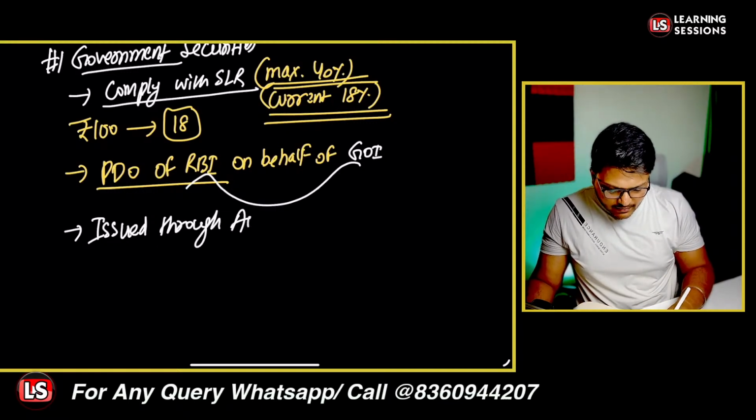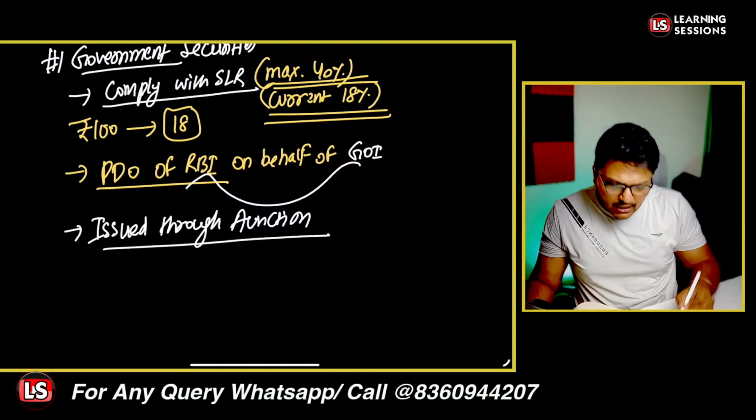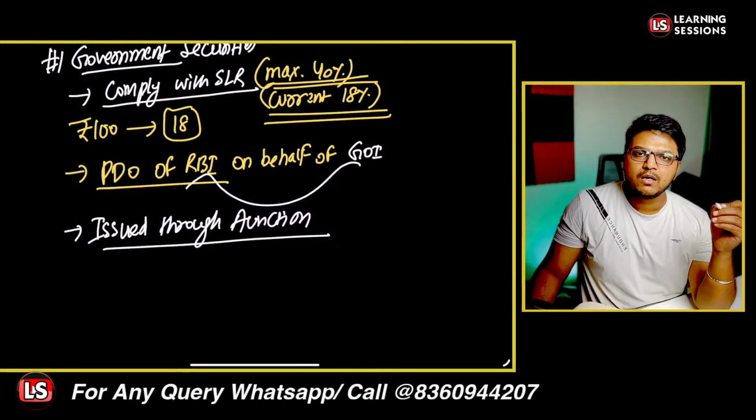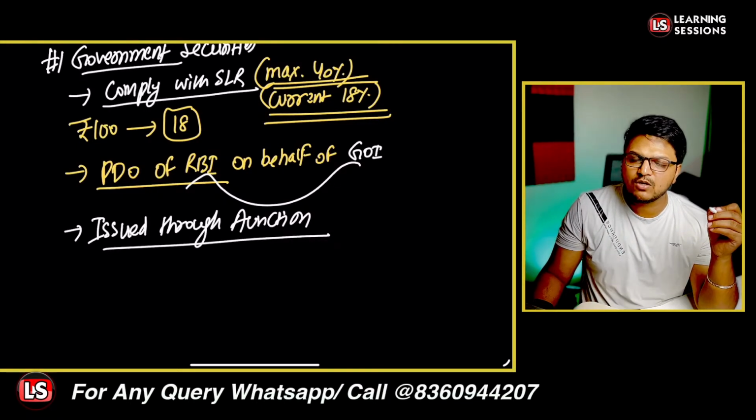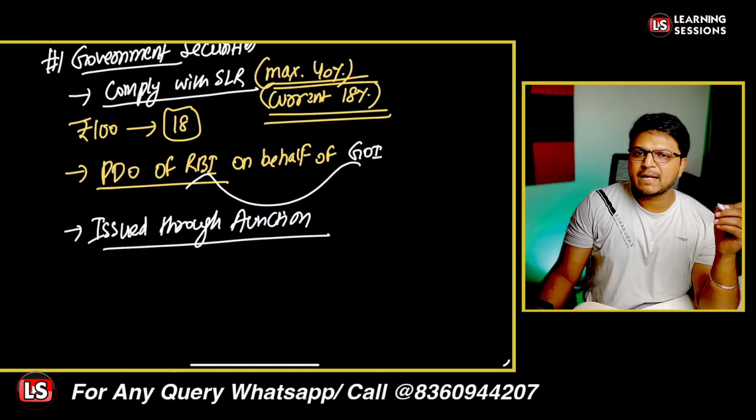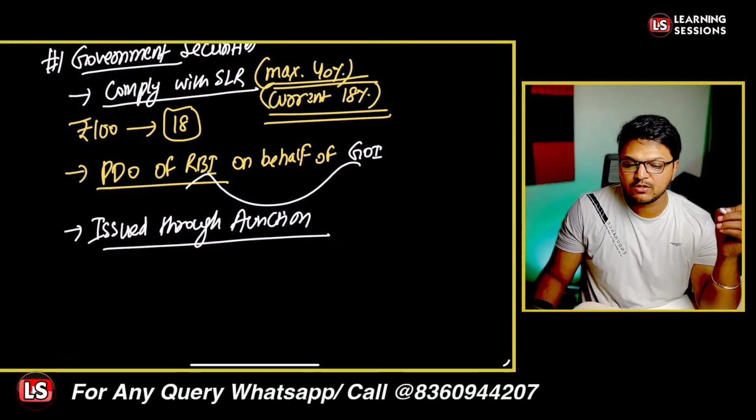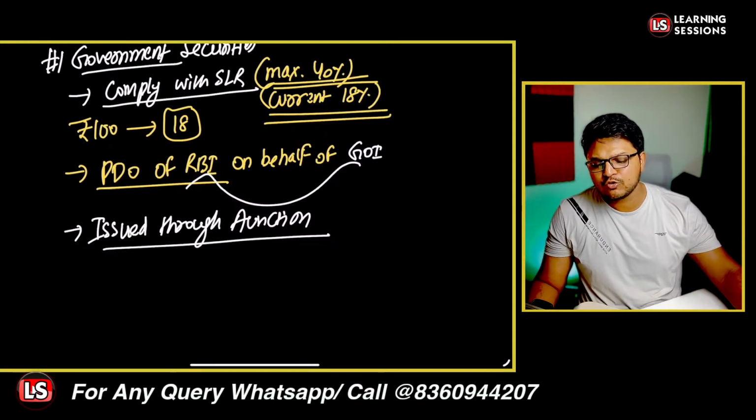And under the Retail Direct Scheme, the RDS, individuals can now also participate in purchasing government securities in the primary market. So that can also be done. So RBI can be absorbing the liquidity.